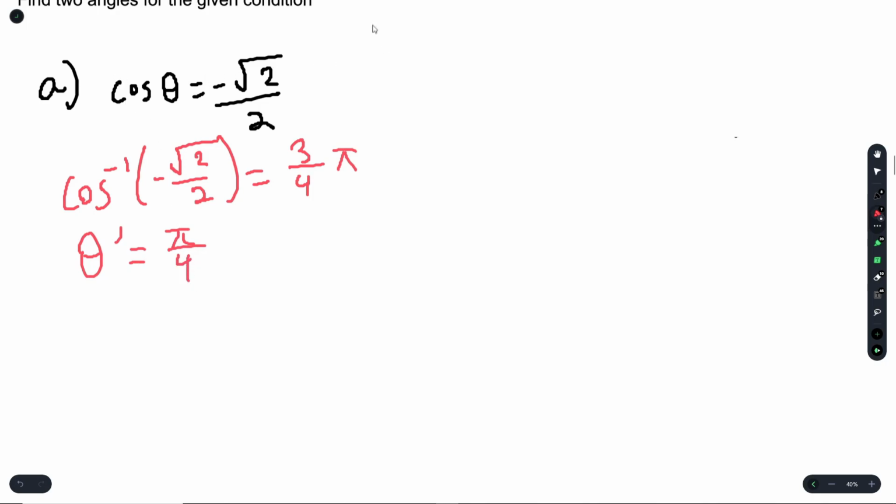So now we draw the coordinate plane. So A, S, T, C. Cosine is negative in the second quadrant and in the third quadrant, because it's positive here and it's positive here. It's only negative in the second and third. So we use the reference angle formula for the second and third.